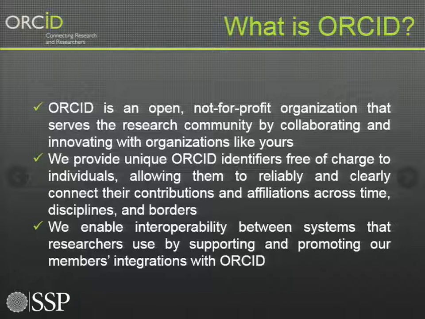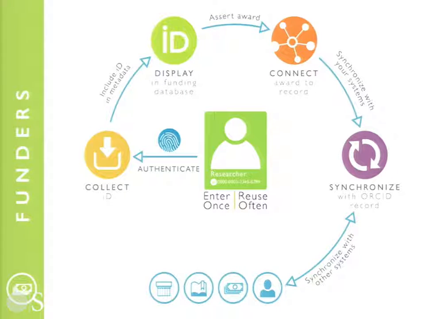And ultimately what we're trying to do is to enable our mantra of enter once, reuse often, so that instead of researchers having to re-enter the same information time and time again, and do so manually with all the risks that entails, they can do it once and then the information will flow through all these systems. So I'm just going to show a couple of infographics quickly to show how this works in practice.